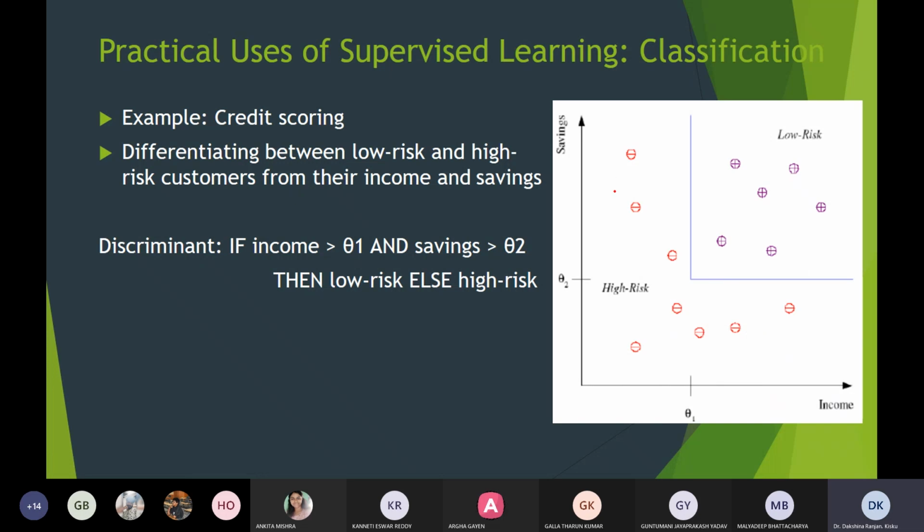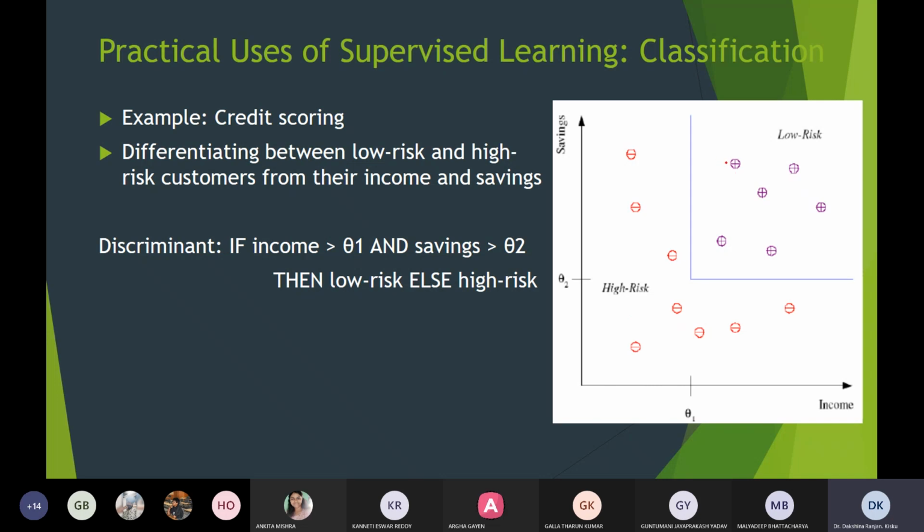So here you can see the classification. On the x-axis we consider the income, and savings is represented by the y-axis. So along the x-axis and y-axis, if we plot this data, then we can see the distribution between high risk and low risk customers.